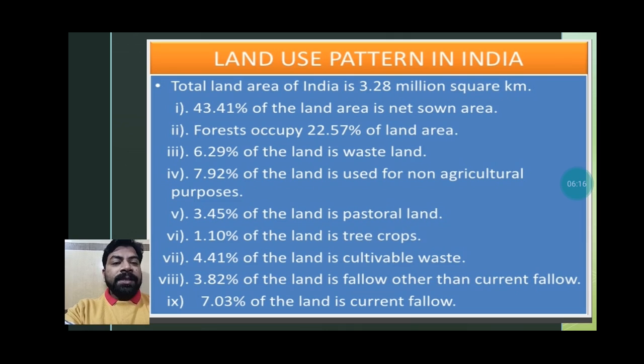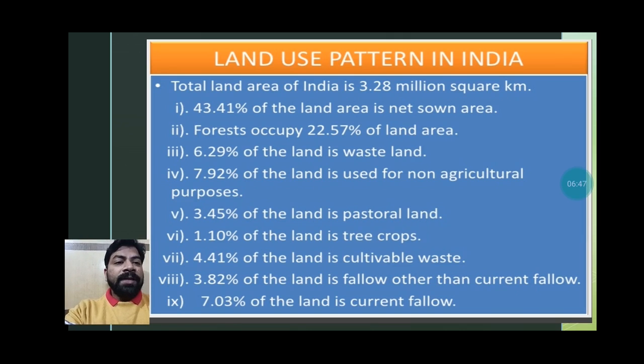So this is the data by which you can understand that we have 100% of land and how the 100% of land is in use. So 43.41% land area is net sown area where people are cultivating. Forest occupy 22.57%. 6.29% of the land is wasteland. Wasteland you can refer to any land which is not in use.